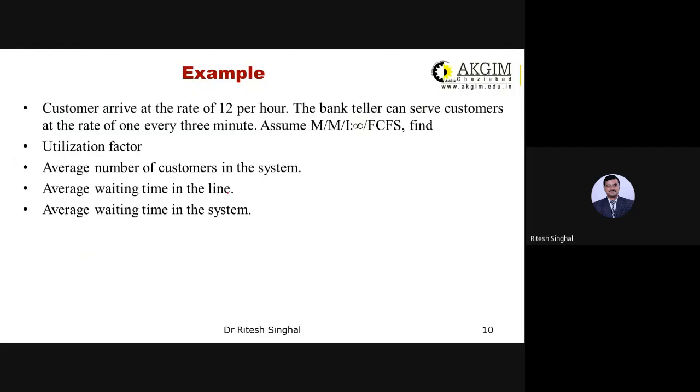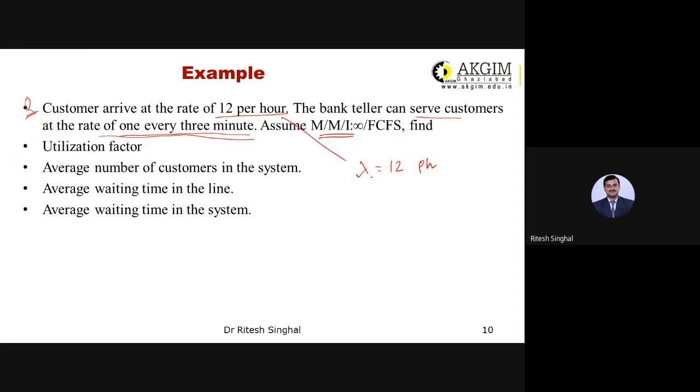Then we have a few more cases. This is one case where customers arrive at a rate of 12 per hour, so lambda is 12 per hour. The model is MM1. Obviously we have one single model in this syllabus, so we don't need to worry about other models, although there are a number of models available. And the service rate is 1 in every 3 minutes, which means the server can serve one customer in 3 minutes. So how many customers can he serve in 60 minutes?